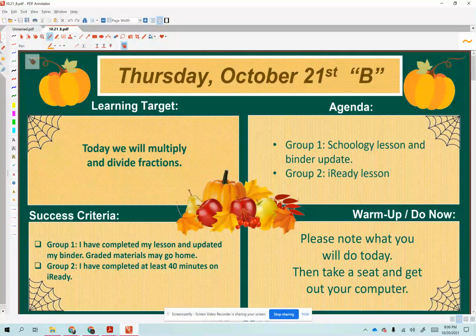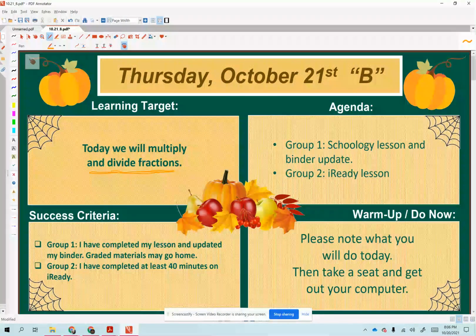Hello, students. Today is either Thursday, October 21st, or if you're in the other group, it's October 22nd, which would be an A day. But our objective is the same for those working from Schoology, which is that we will multiply and divide fractions today. It's more practice on what we have been doing.